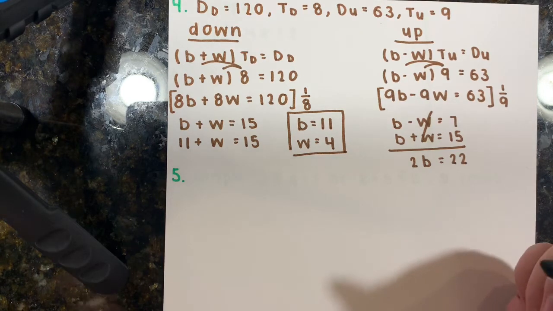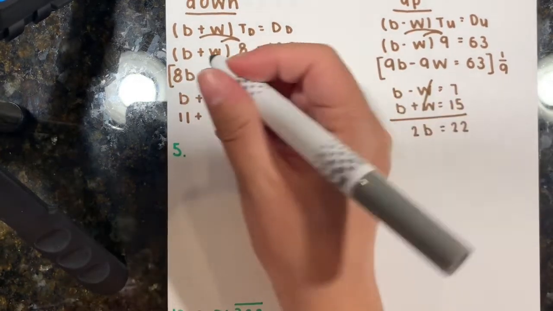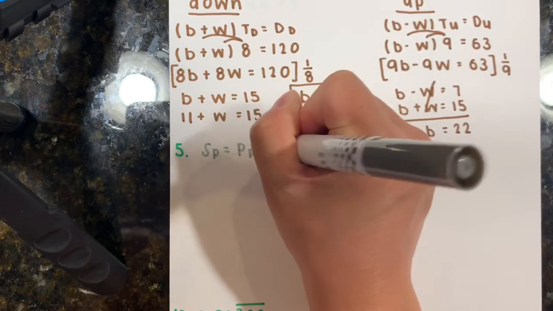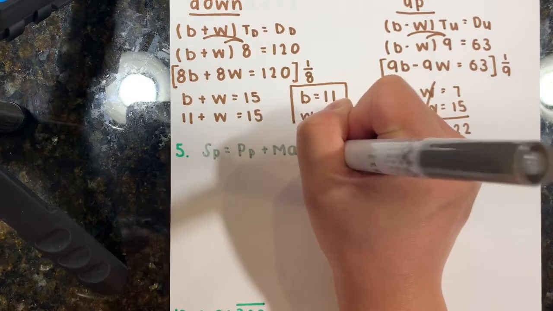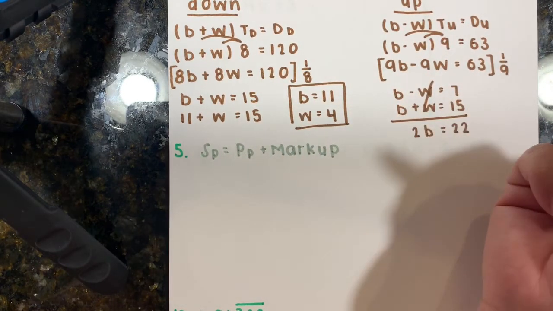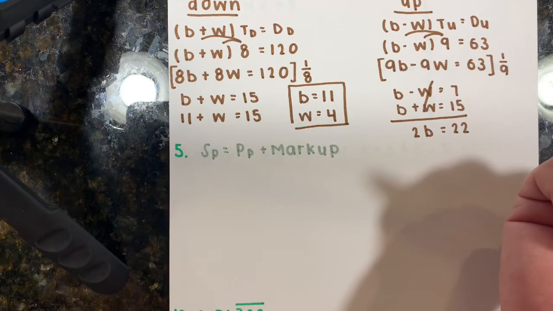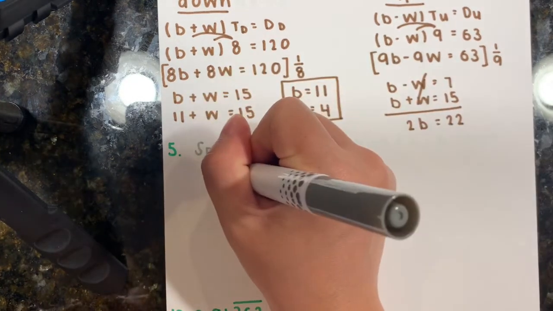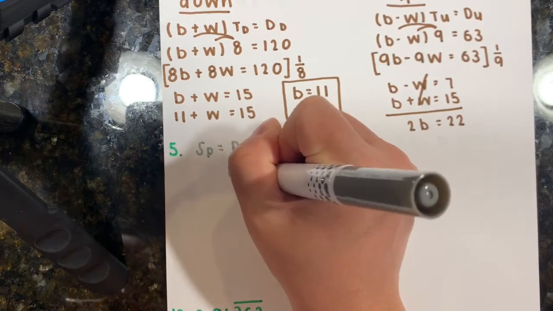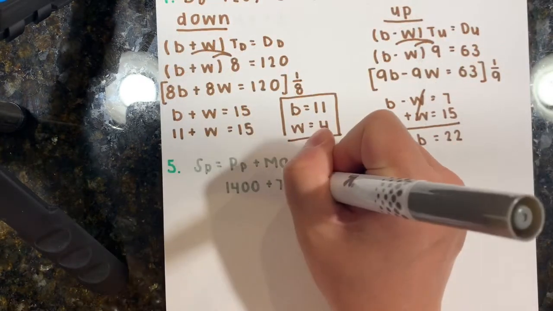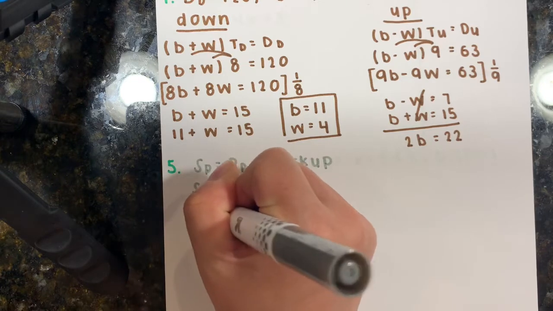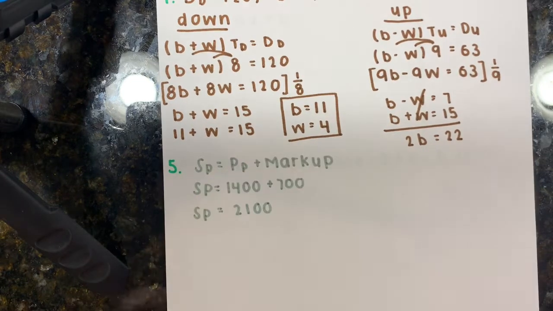So what we're going to do here is we have the cost of the machine. So selling price equals purchase price plus markup. So it says that the cost of the machine was $1,400 and that it was marked up $700 over what it cost. So that means that the purchase price was going to be $1,400 and we are given the $700 markup, which means that the selling price is going to be $2,100.